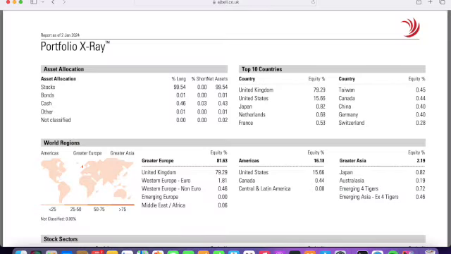And where is the fund invested geographically? Well, the portfolio is predominantly UK based. 81.66% in UK and Europe, 16.15% in Americas, and 2.19% in Asia and emerging markets.